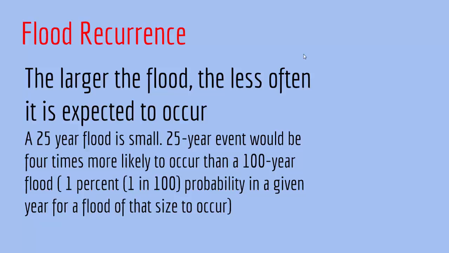A 25-year flood is 4 times more likely to happen than a 100-year flood, since a 25-year flood is smaller than a 100-year flood, and a 25-year flood has a 25% chance to happen in a given year, while a 100-year flood, as I mentioned, has a 1 in 100 probability in a given year. So just to be aware, a 25-year flood or a 100-year flood or a 50-year flood does not mean that it will happen every 25 years, but just shows the probability.